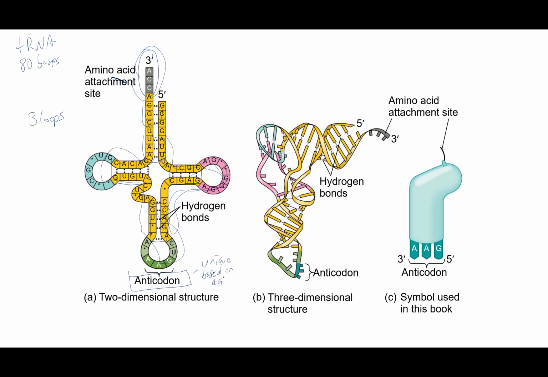So again, this is what it looks like in 2D, this kind of clover leaf shape, and this is what it looks like in 3D. Some people talk about it like an L that's bent. It's kind of got this bend in it. You don't see the loops as clearly, but here's where the anticodon is attached. Here's the 3' amino acid attachment site. And this is what it looks like in all our drawings.